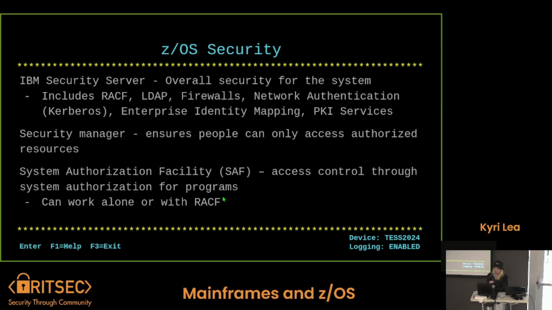And then since these have some of the most important data that a company deals with, security is very important on the mainframe. So this is handled through something called the security server, which has all of the components that handle security for the system. This is like all your firewalls, LDAP, Kerberos, and then they have RACF, which manages all the permissions. There's actually several products that can do this role, but RACF is the one that IBM designed, so that's generally what they would recommend.